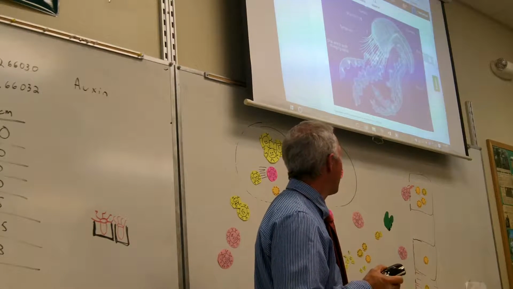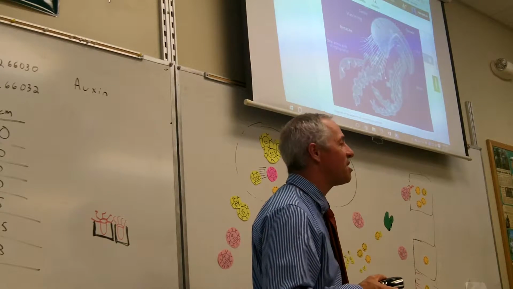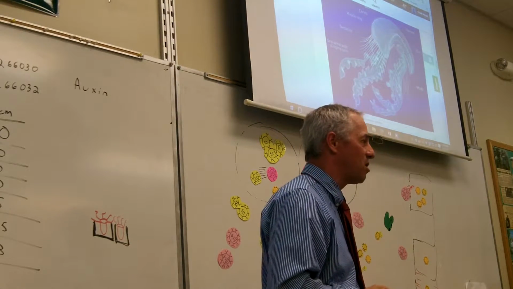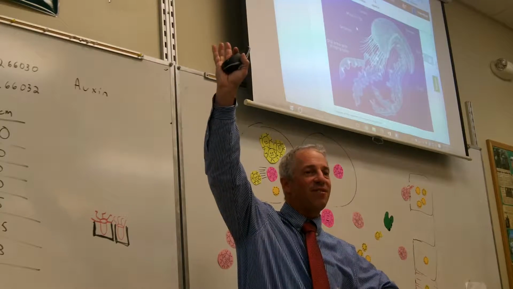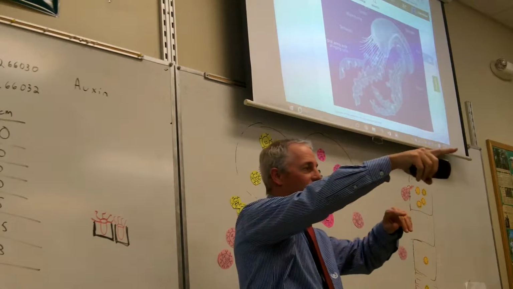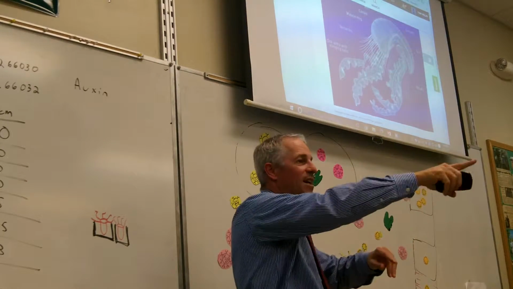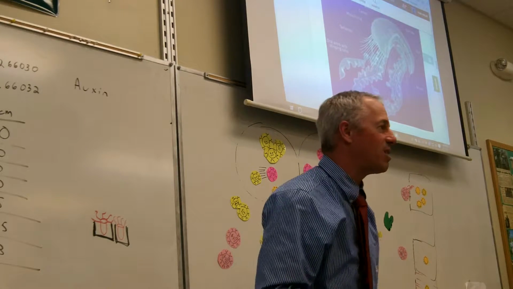And the tentacles all have millions of these little stinging cells. They're called cnidocytes. Raise your hand if you've been stung by a jellyfish. 1, 2, 3, 4, 5, 6, 7. It hurts.